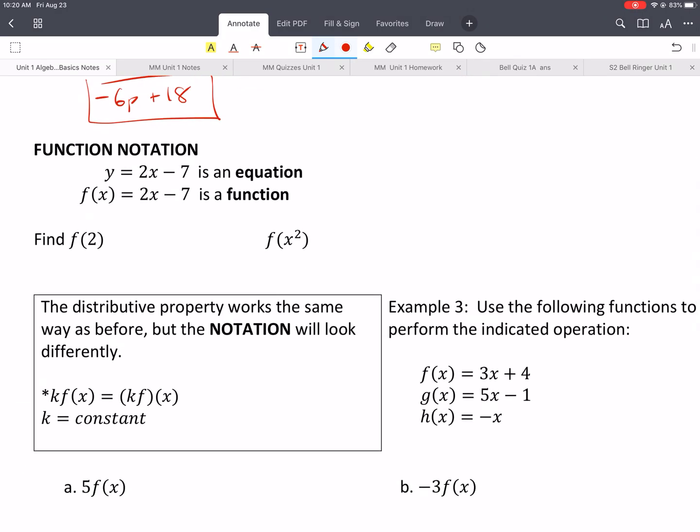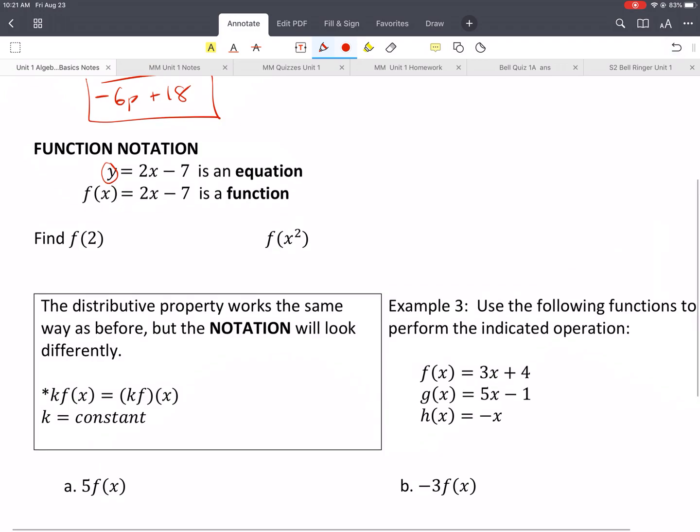Okay, function notation. This is new. All right. Last year you learned about equations like y equals mx plus b, or this example is 2x minus 7. This can be written in function notation. So instead of having y, we're going to rewrite it as f of x, and that's how you call it, f of x. Okay?